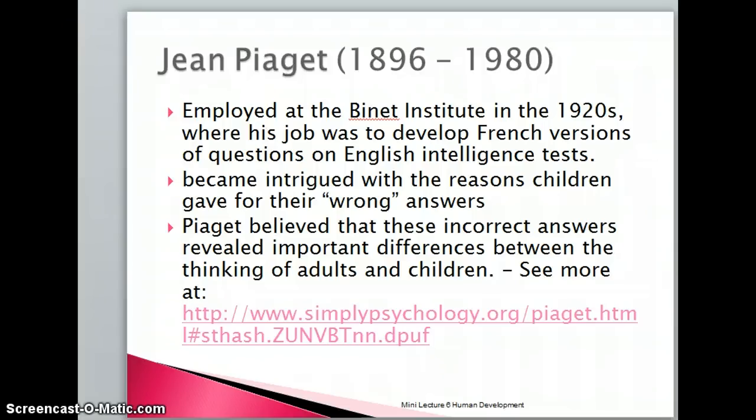Piaget became intrigued with the reasons that children gave for the wrong answers that they came up with on these intelligence tests. And Piaget believed that these wrong or incorrect answers really weren't wrong, but they just revealed important differences between how children and adults see the world. And if you're interested in learning more, I've provided a web link here. You can find other good sources of information on Piaget if you want to learn more about him and his background.